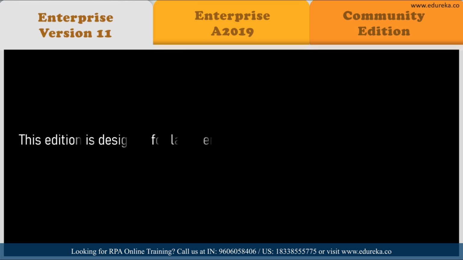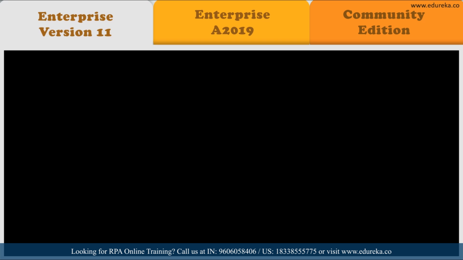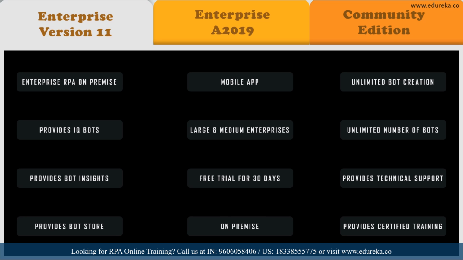So starting with the Enterprise version 11, this edition is designed for large enterprises and is the world's most widely deployed RPA platform. It also offers enterprise RPA on-premise, it provides IQ bots, it provides bot insights and bot stores, and also offers a mobile app. It fits well for large to medium enterprises and offers free trial for 30 days. It provides on-premise cloud and also offers unlimited bot creation. Apart from that, it also offers unlimited number of bots and provides technical support and provides certified training. Well, that was about Enterprise version 11, guys.